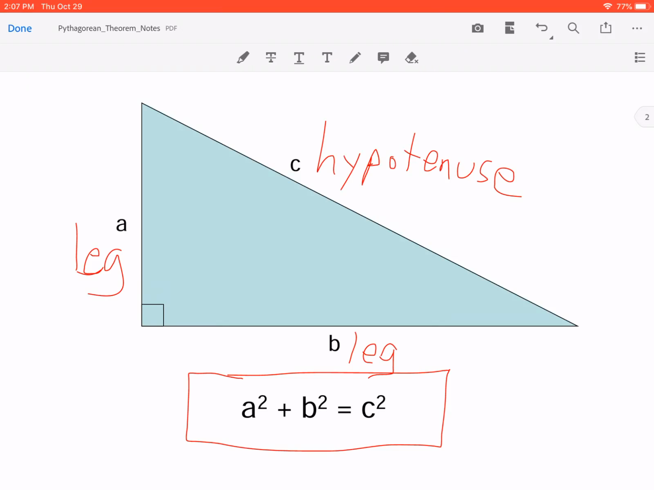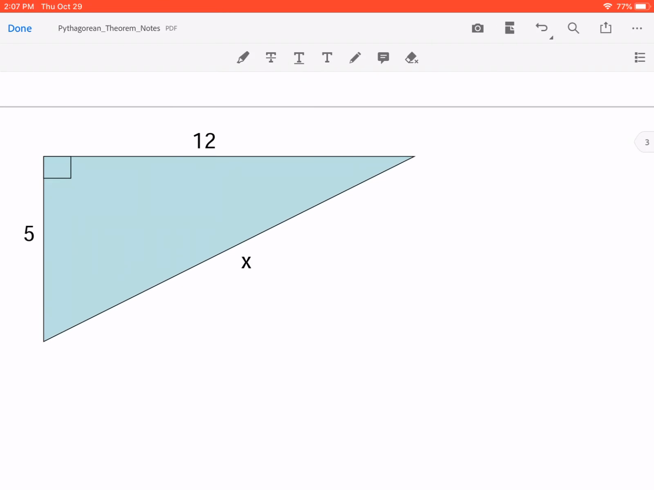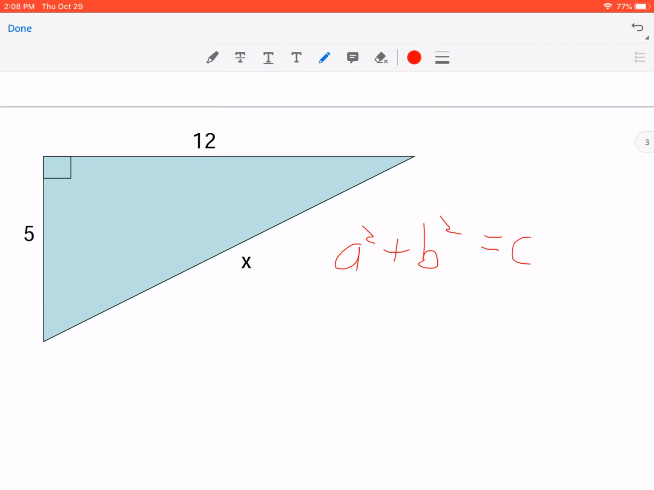Now, we can use this when we are given 2 sides, in this case a leg and another leg, to find the hypotenuse. We can also use it if I give you a hypotenuse and one leg to find the other leg. Same thing, a squared plus b squared equals c squared. It does not matter which one you designate as a or b. You're going to do the exact same thing. So I've got 5 squared plus 12 squared equals, now they're not calling this hypotenuse c, they're calling it x. It does not matter. It's still the exact same thing.